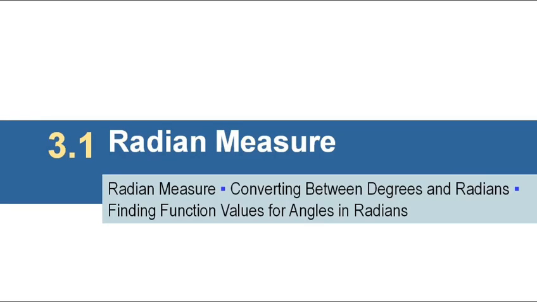Hi everybody, in this lesson we are going to be looking at section 3.1 of the trigonometry book. We're going to learn about radian measures of angles. We're going to learn how to convert between degrees and radians and how to find function values for angles that are measured in radians. So here we go.